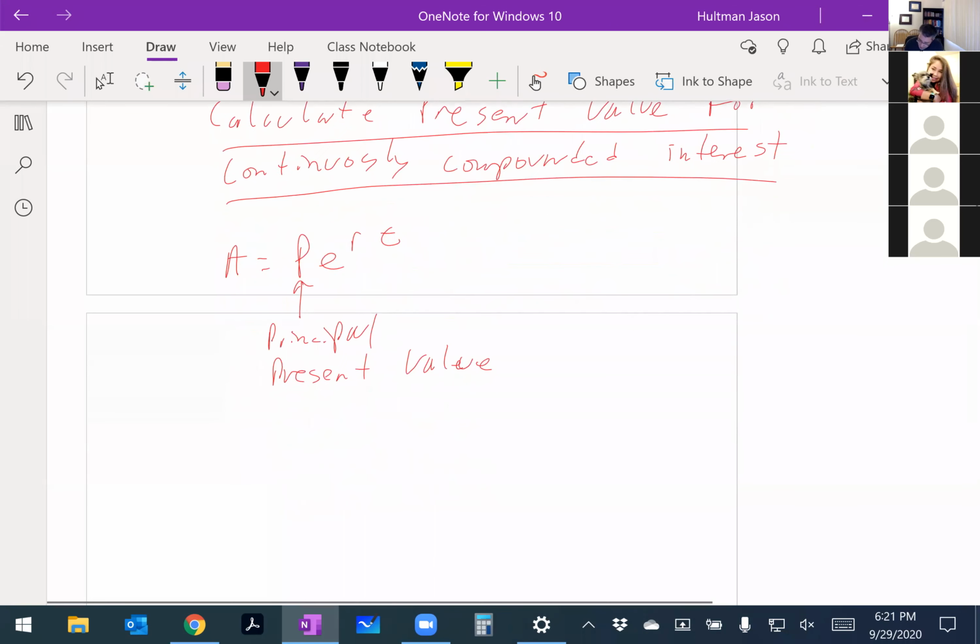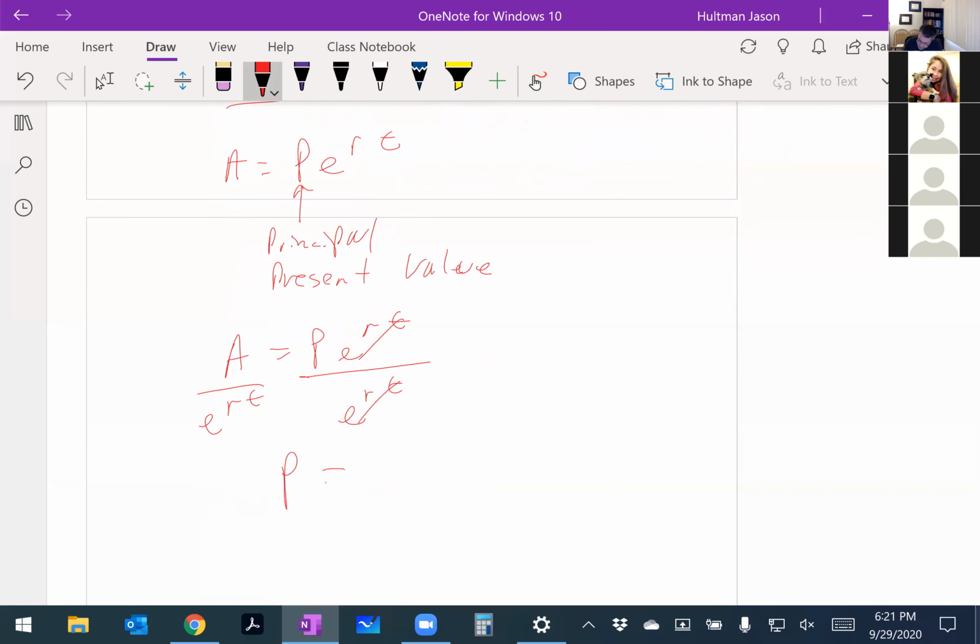So how would I do that? How would I solve this equation for P? Well, P is being multiplied by e to the RT, right? So couldn't I just divide both sides by e to the RT? Yeah, let's do that. So P is equal to A over e to the RT.